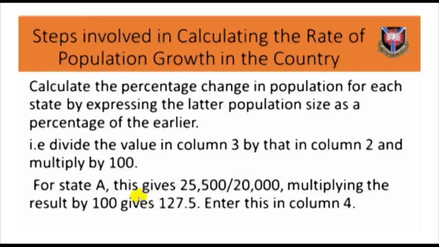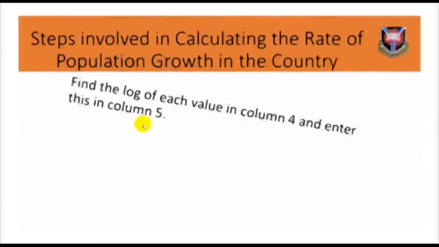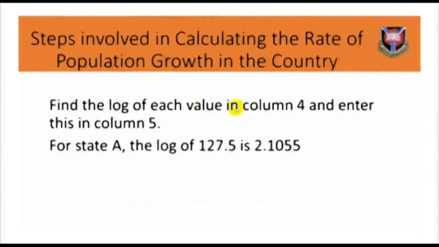For state A, this gives 25,500 divided by 20,000. Multiplying the result by 100 will give us 127.5. Enter this in column 4. Do the same for each of the other states. Number 2, find the log of each value in column 4 and enter this in column 5. For state A, the logarithm of 127 is 2.1055.